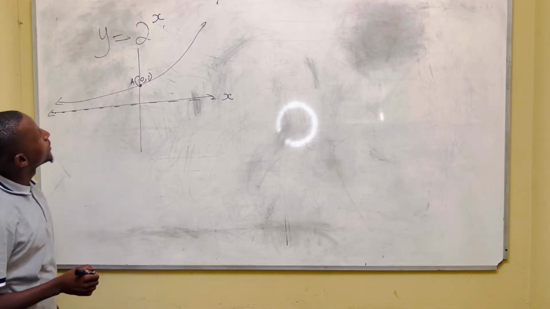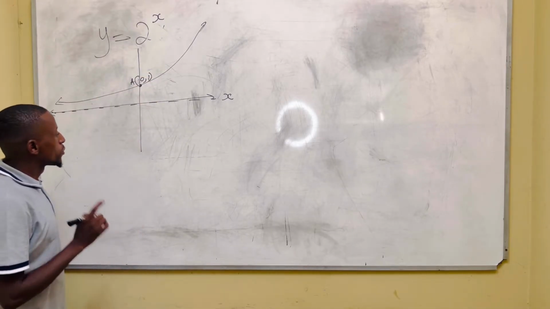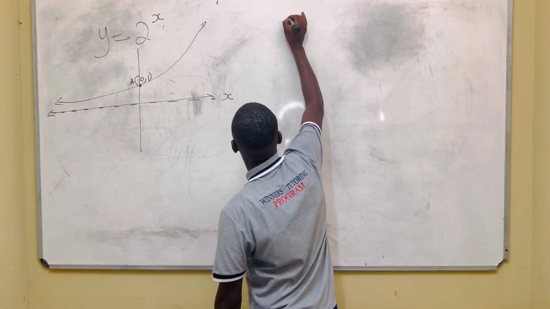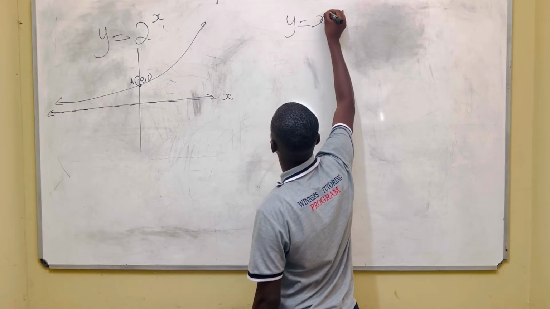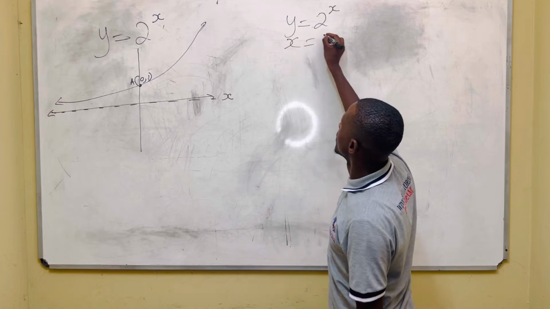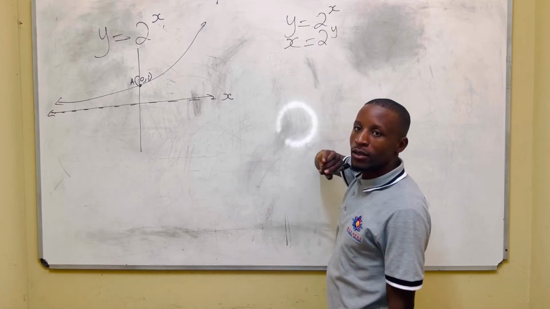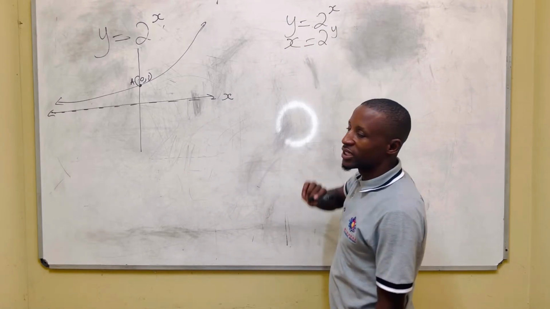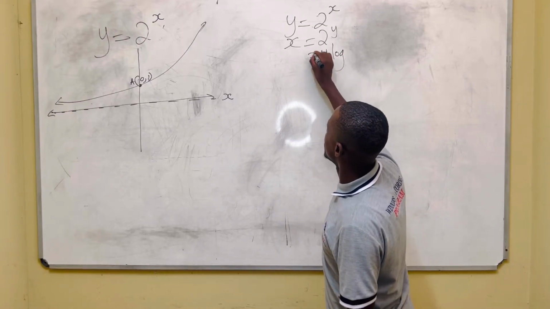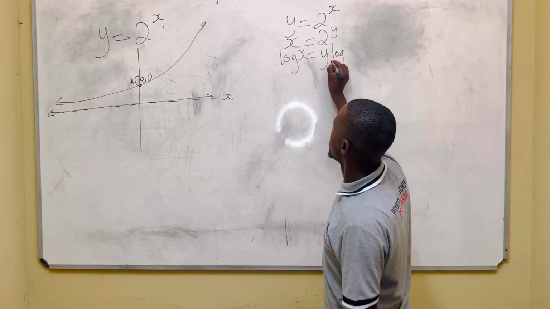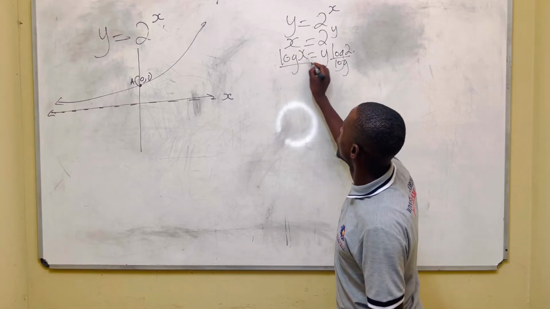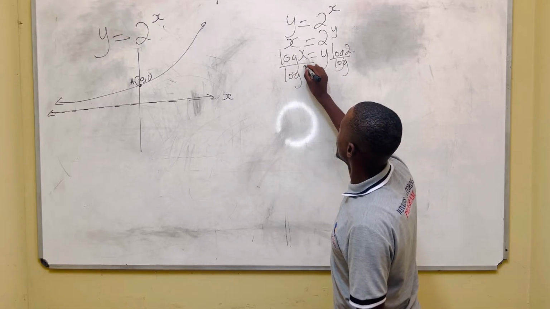So we want the equation of the inverse. To find the equation of the inverse, you interchange x and y. Let's check the inverse. y equals 2 exponent x. Interchange x and y: x equals 2 exponent y. After that, we want to make y the subject of the formula, so you bring y down and apply the log. Also, you will apply the log this side. You divide by log 2.